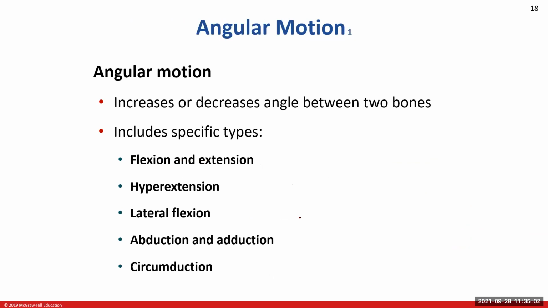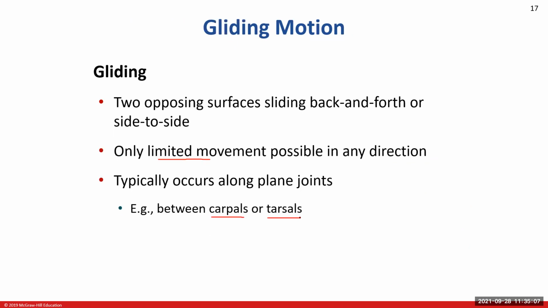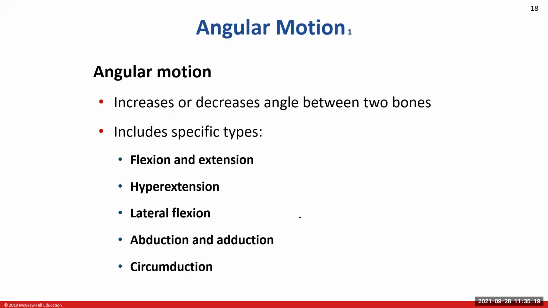The other type of movement, and we're going to spend more time talking about, is the angular motion. You saw here we had the gliding movement, either back and forth or side to side, a very limited amount of movement. And then we have our angular motion. This is where you're going to hear terms like flexion, extension, circumduction, lateral flexion. We're going to go through these different types of movement to give you a better understanding of the motion that occurs.